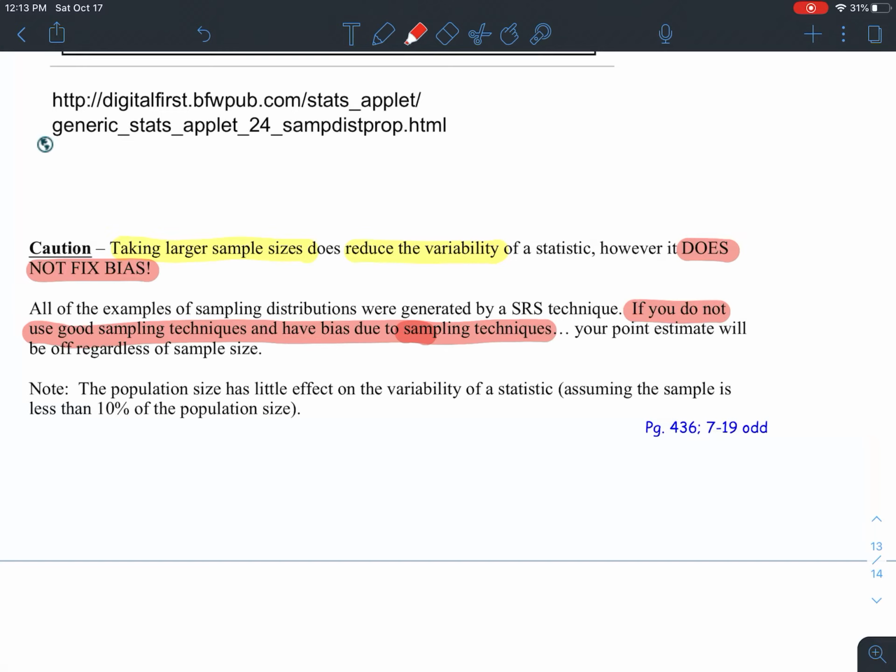You can't just say, well, let me just survey more people. Let me just survey more and see if I can get it to balance. That's not the way to fix bias there. Okay, there's a few problems there for you.